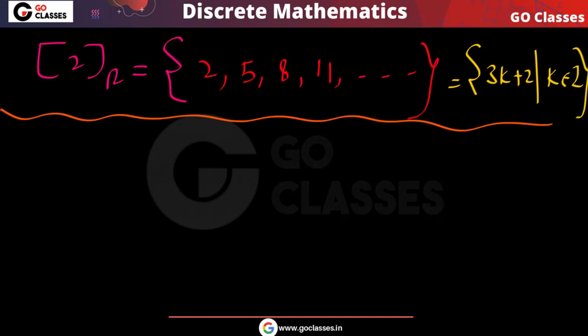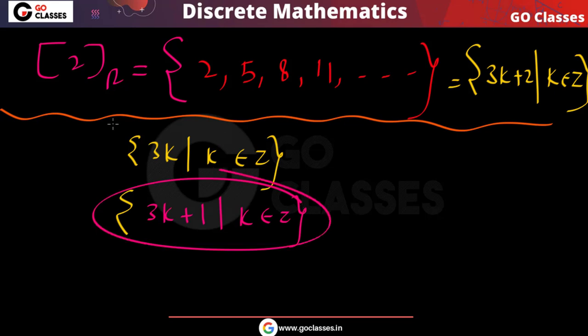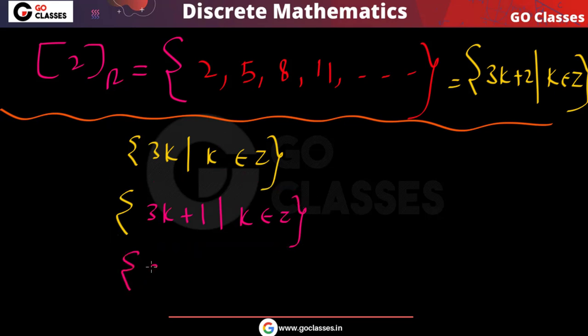So here you have these 3 equivalence classes. One equivalence class is this, where k is an integer, and in it you have all the integers which are divisible by 3. Another equivalence class is this, with all the integers which give remainder 1 when divided by 3. And in this one you have all the integers which give remainder 2 when divided by 3.